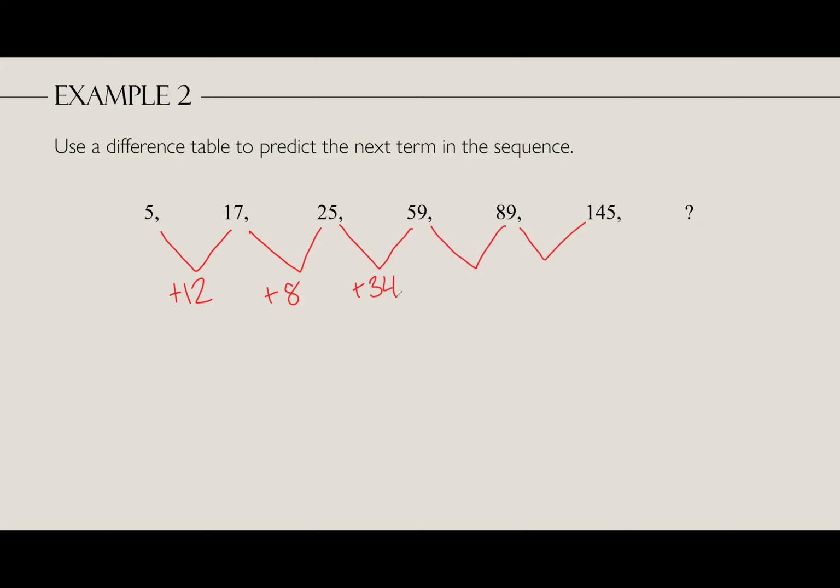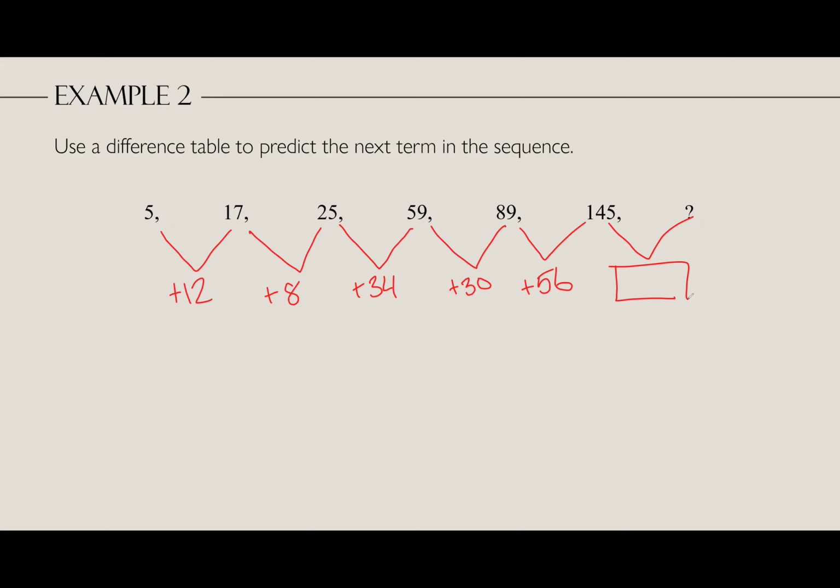I'm going to do the same thing. 59 to 89, we get plus 30. 89 to 145, we get, let's see, 56. I don't know what's going on here yet. I don't really recognize a pattern so far. We have 12, 8, 34, 30, 56. A little bit weird, but let's keep on going and see if we can recognize a pattern eventually.